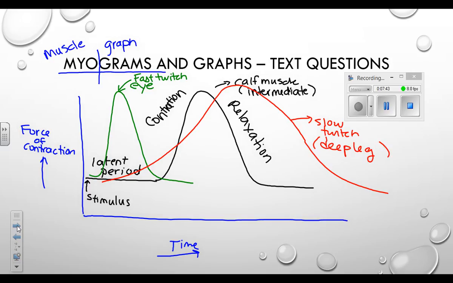The muscles that are deep in your leg, like your soleus muscles, that would be a good example of a slow twitch muscle fiber. So on this graph, we've really talked about two things: what a myogram looks like, and also what it would look like for three different types of muscle fibers.